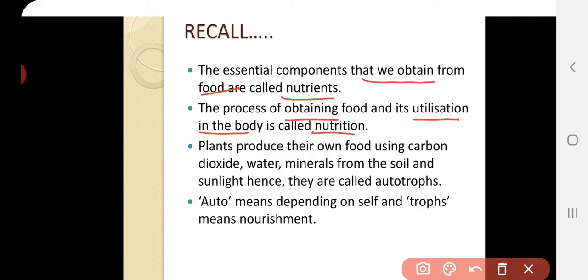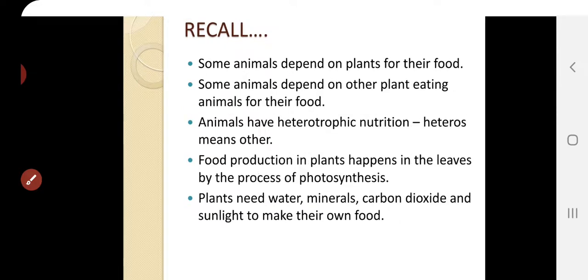nutrition. And next, plants produce their own food by using raw materials such as carbon dioxide, water, minerals, and sunlight. Minerals come from the soil. These are used by the plant to prepare the food. They are called autotrophs. Auto means depending on self, and trophs means nourishment, so they depend on themselves for their nourishment.